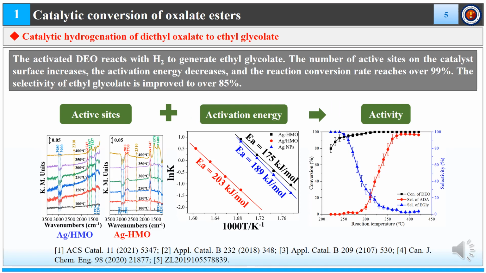The number of active sites on the catalyst surface increases, the activation energy decreases, and the reaction conversion reaches over 99%. The selectivity of ethyl glycolate is improved to over 85%.